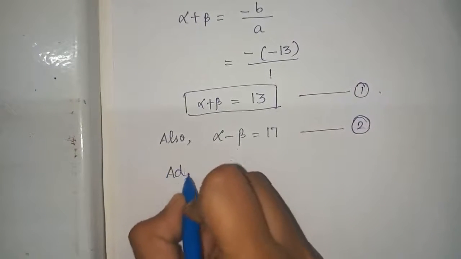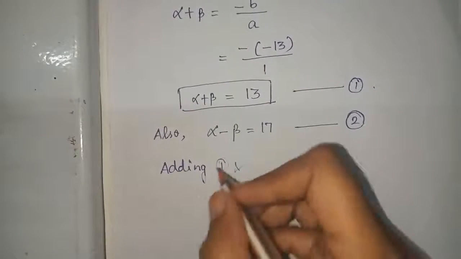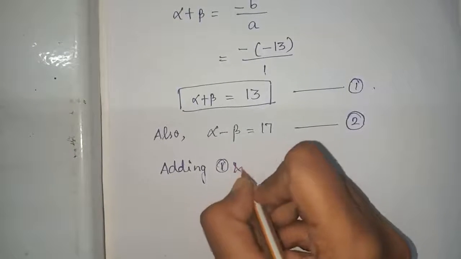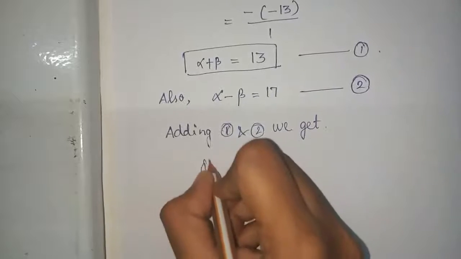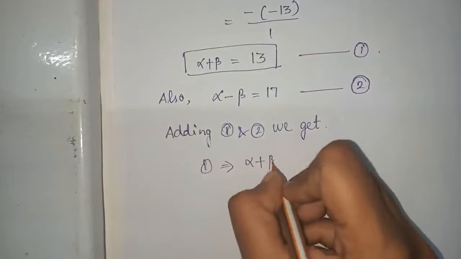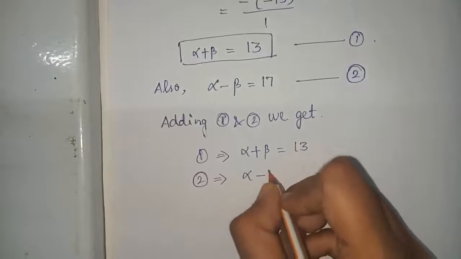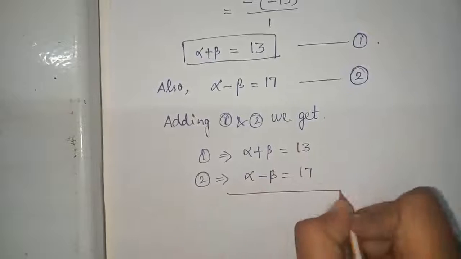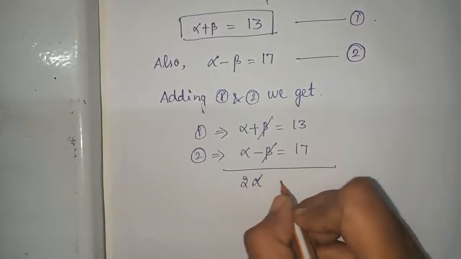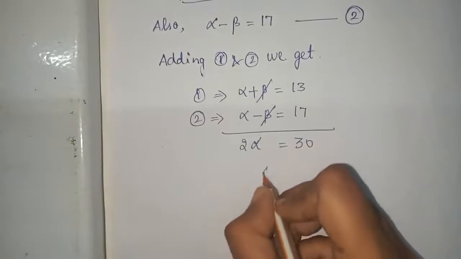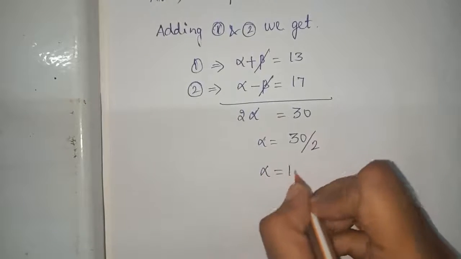So adding equation 1 and 2, we get: first equation, alpha plus beta = 13. Second equation, alpha minus beta = 17. So beta and minus beta get cancelled. 2 alpha = 30. Alpha = 30 divided by 2. Alpha = 15.